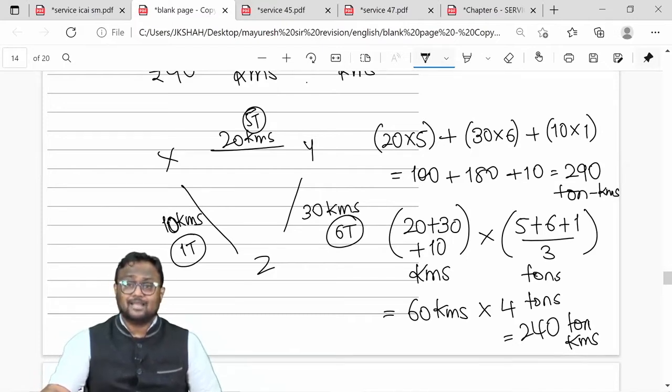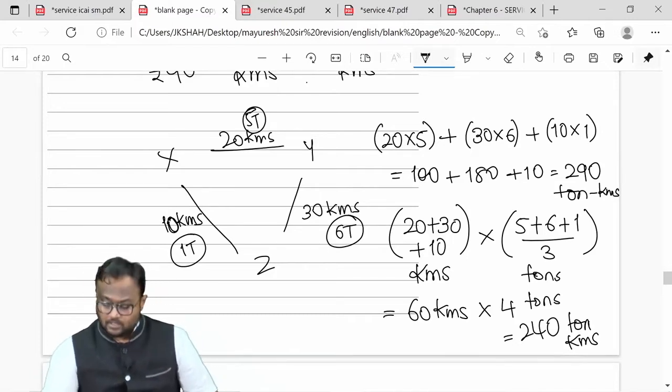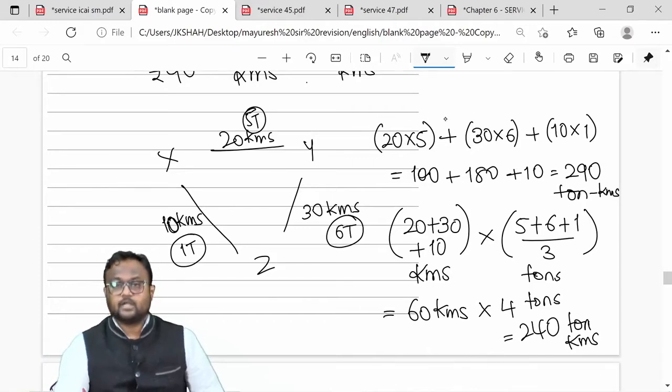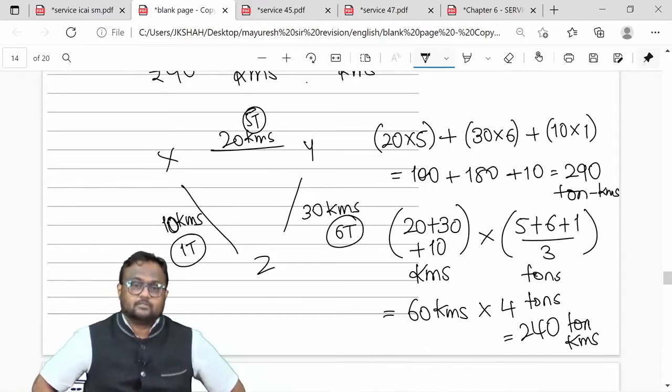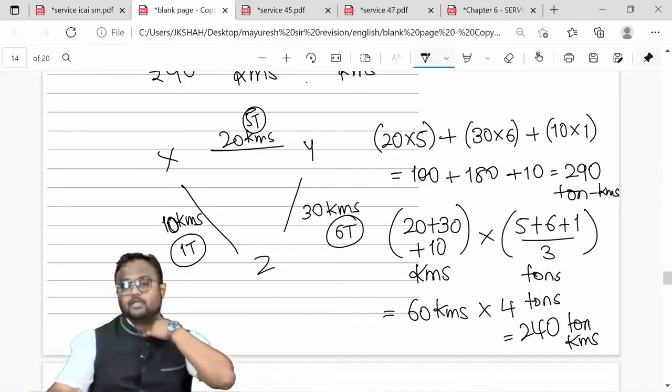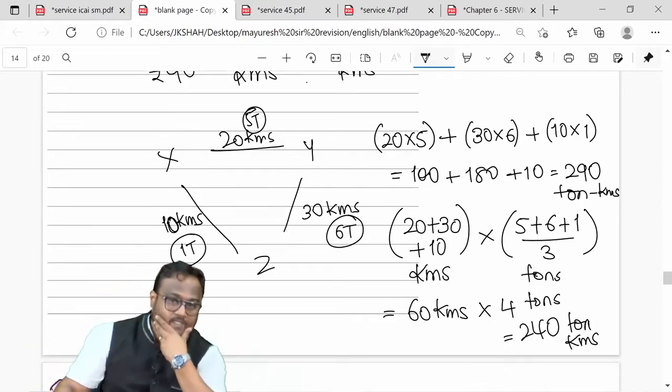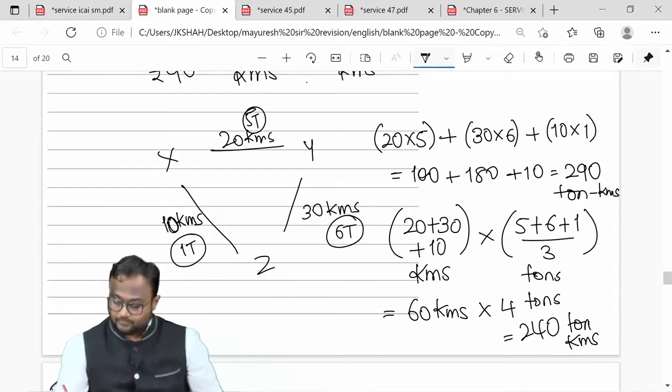But sir, the answer is not tallying. So who told you the answer should be the same? This is weighted average, this is simple average. The first one is accurate, weighted average: distance into load. This is total kilometers multiplied by average load. So this is simple average.